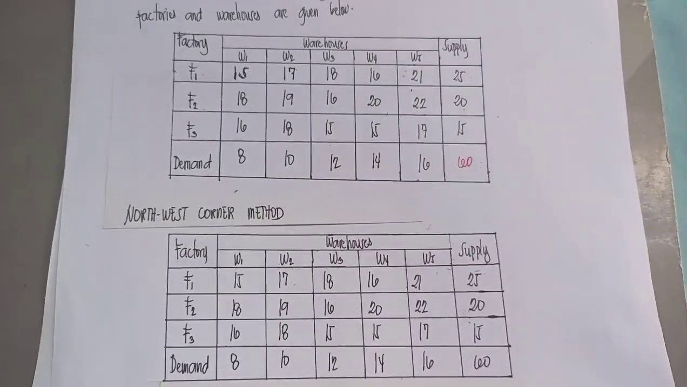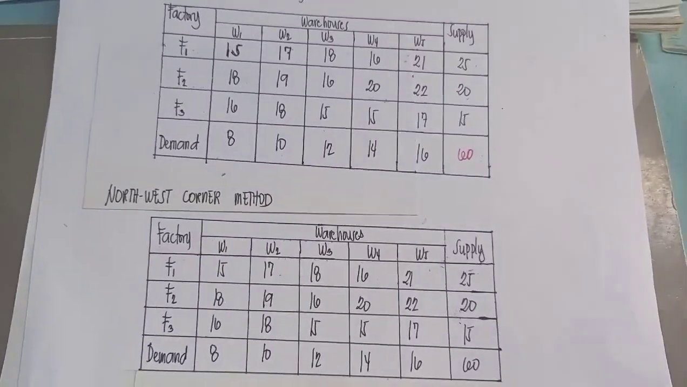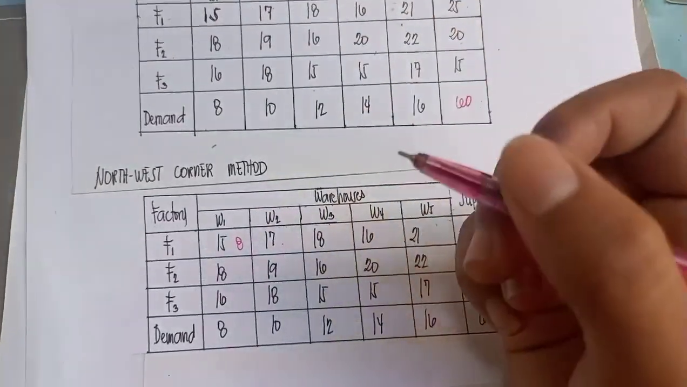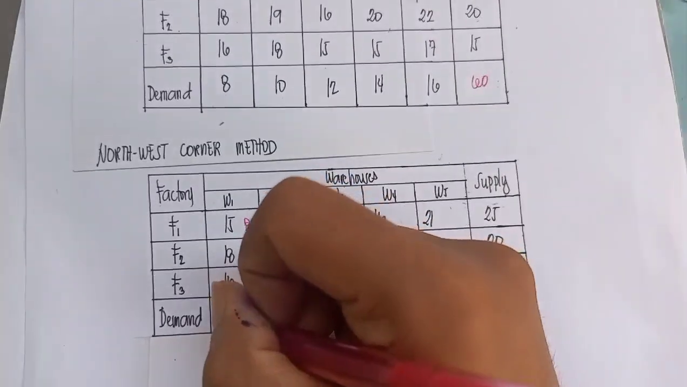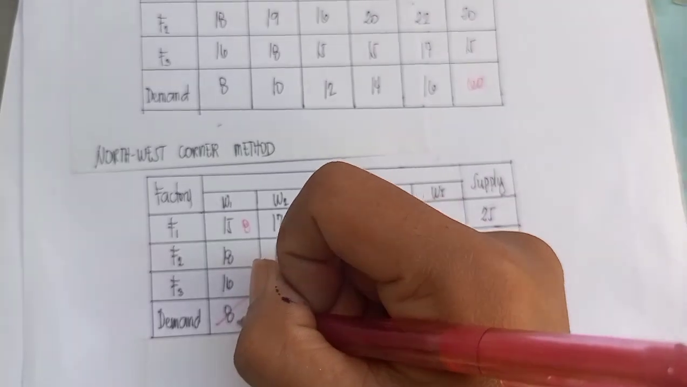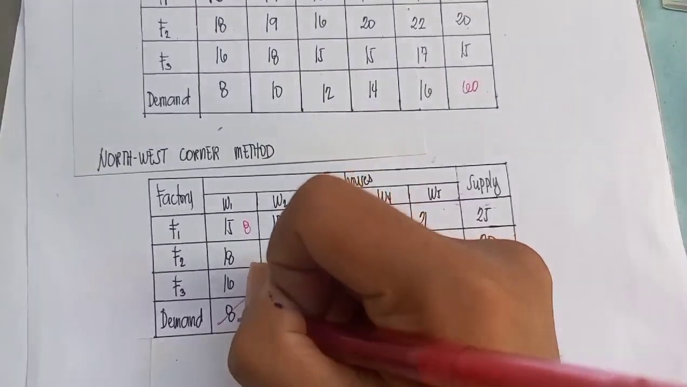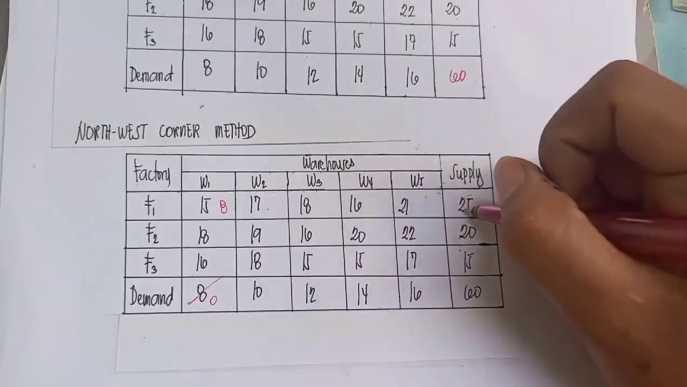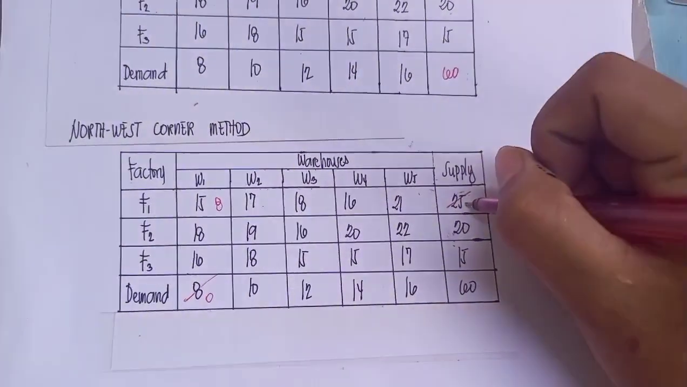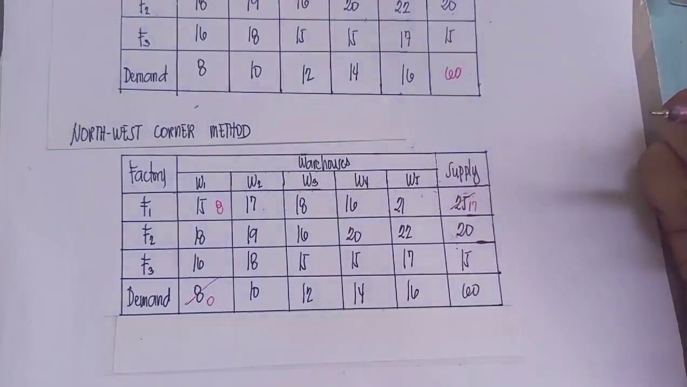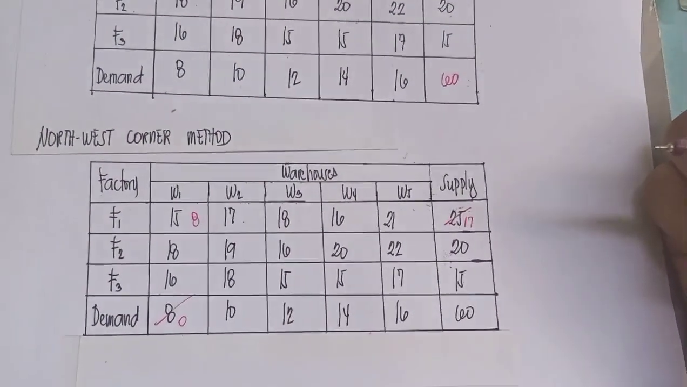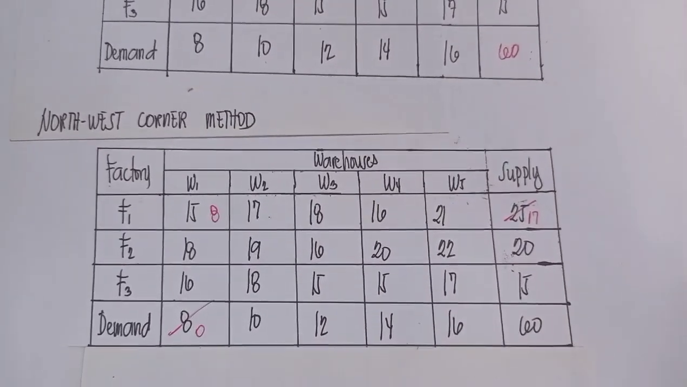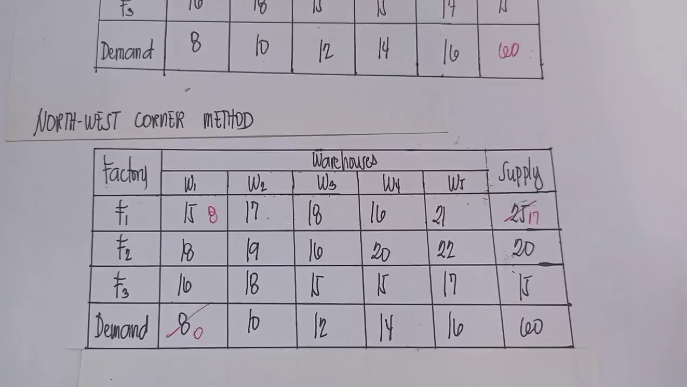Starting from the northwest corner, we allocate 8 units to F1W1. The demand for the first column is completely satisfied, so we will cancel out the 8 and it becomes 0. Now we will reduce the supply, which is 25, by 8, and we're left with 17. In the case that the demand is more than the supply, then a dummy origin is added to the table.